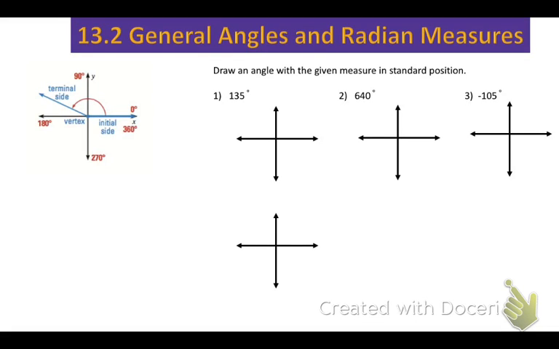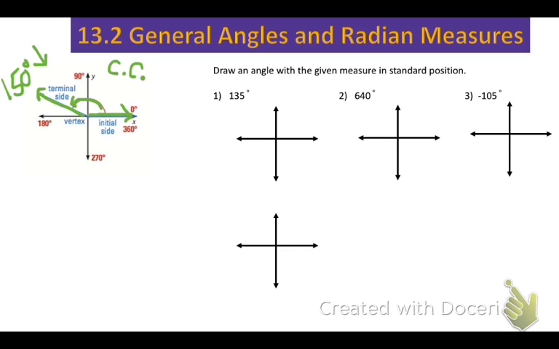Lesson 13.2, we're looking at angles and radian measures. In the upper left-hand corner, I have an angle drawn on a coordinate plane. The initial side is where the angle starts, that's the first ray, and then we rotate counterclockwise, and the second ray is going to be called the terminal side. So this looks like it could be maybe 150 degrees.